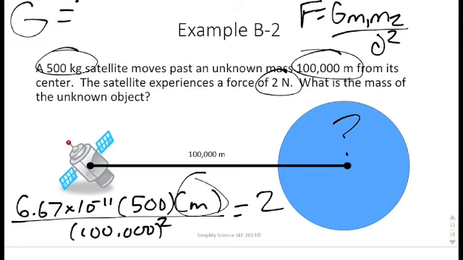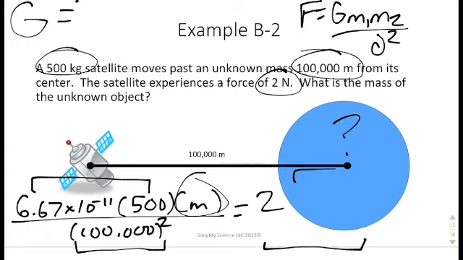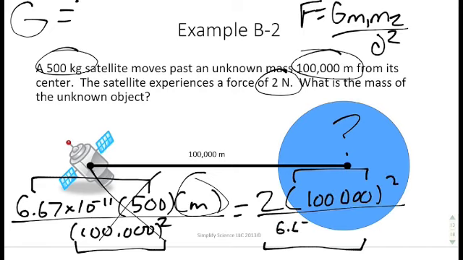So what you're going to end up doing is multiplying both sides by 100,000 squared and dividing both sides by 6.67 times 10 to the minus 11th times 500. Basically what you take on the top right here and put it on the bottom, you take what was on the bottom and you put it on the top, and that will cancel everything out. So what you're going to end up with is 2 times 100,000 squared divided by 6.67 times 10 to the minus 11th times 500.